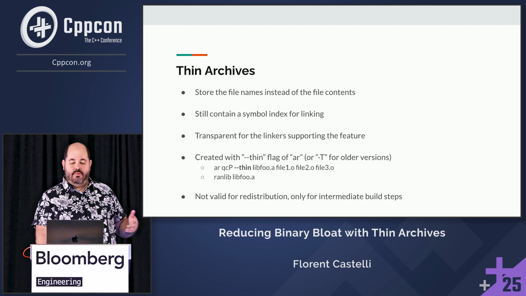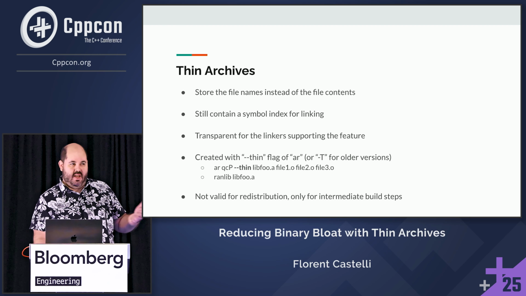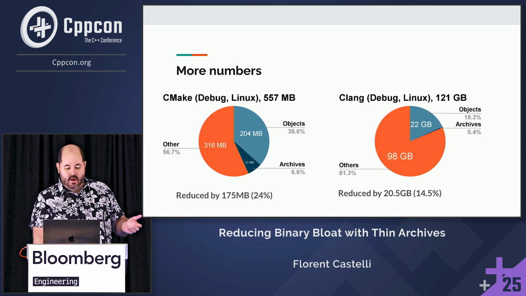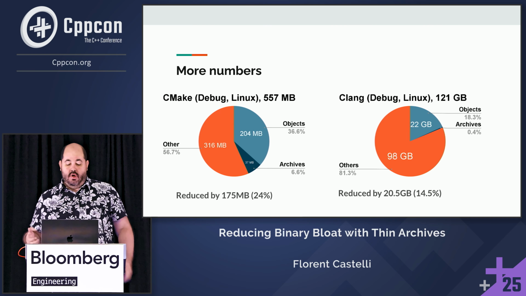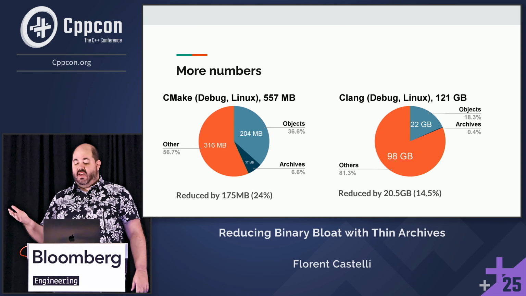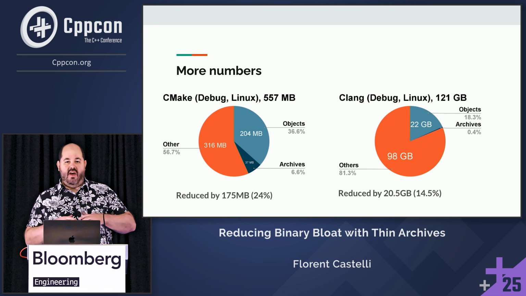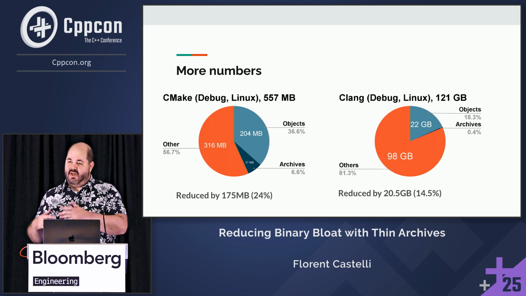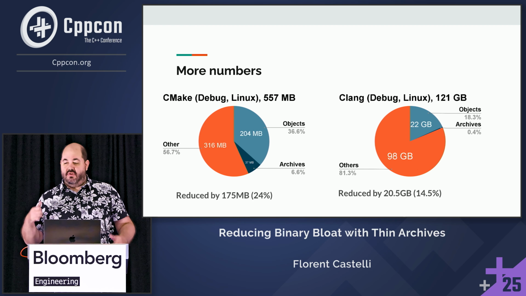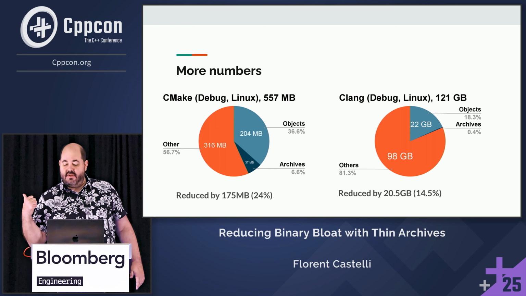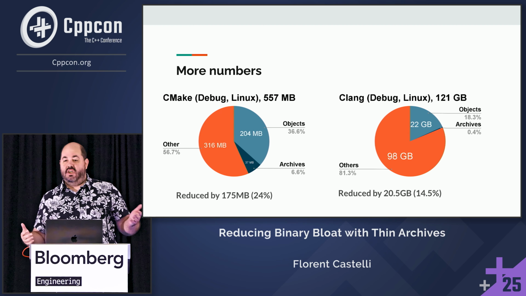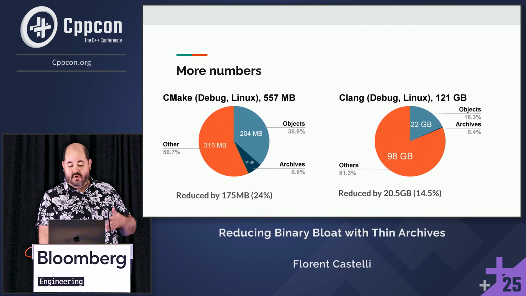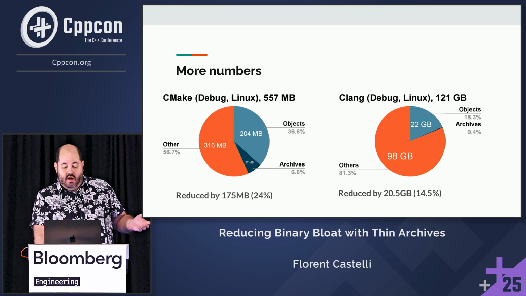But it's not good for redistribution because it's just the name of the file and not the content of the file. So if you look at some numbers, you'll see that, for example, in the case of Clang, instead of having a big portion of the build folder disk space being used by archives, you have less than 0.5%, and you're saving 20 gigabytes there. So it's a pretty good saving.